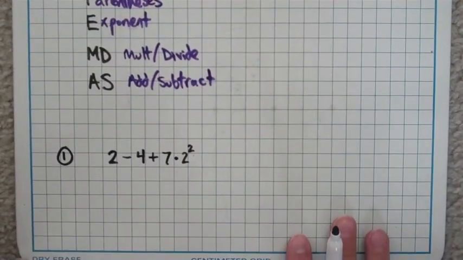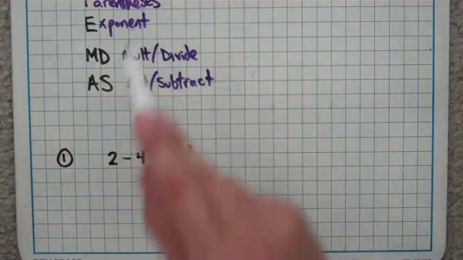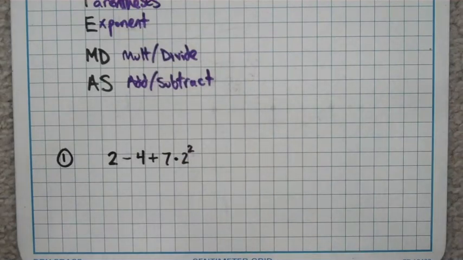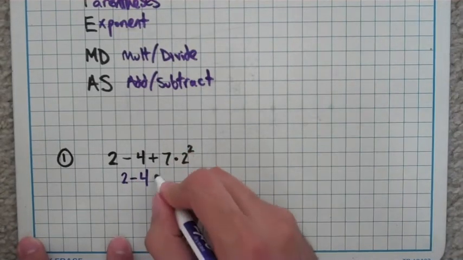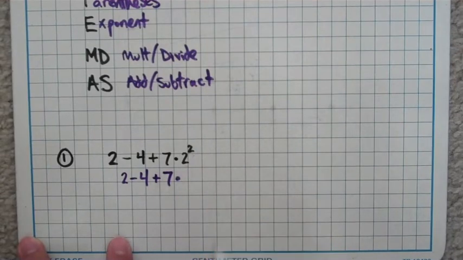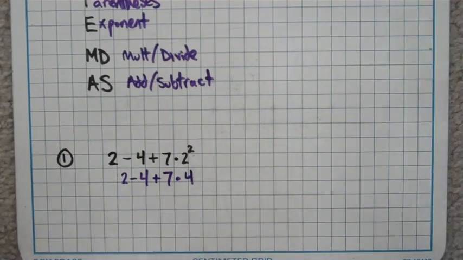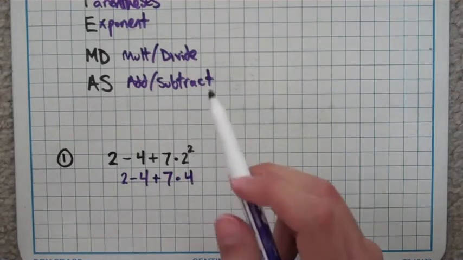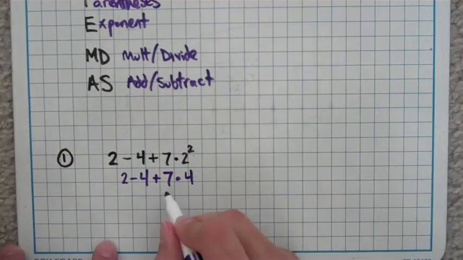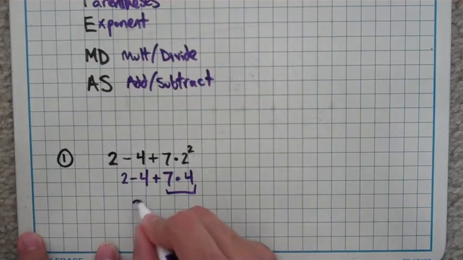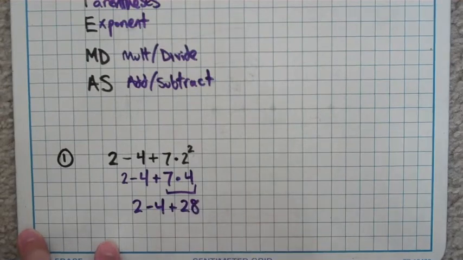On this problem, we have 2 minus 4 plus 7 times 2 squared. Running through my order of operations, no parentheses to worry about here. I do have an exponent though, so that's going to happen first. I'm going to rewrite my problem, tedious though it may be, because it makes you a lot less likely to make mistakes. 2 squared here is 4. Next, I look through again, no more exponents. Multiplying, dividing: I do have a multiplication sign, so I'm going to do my 7 times 4 next. Carry down the rest, still 2 minus 4, and 7 times 4 gives plus 28.